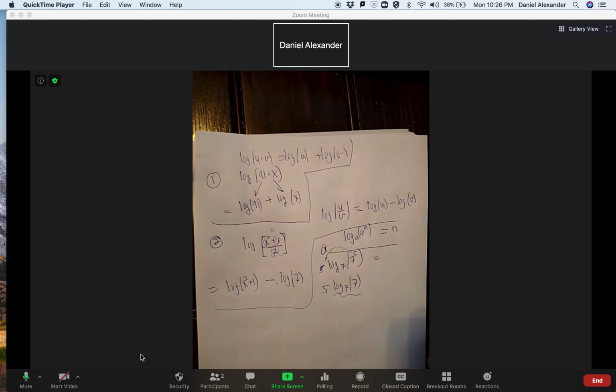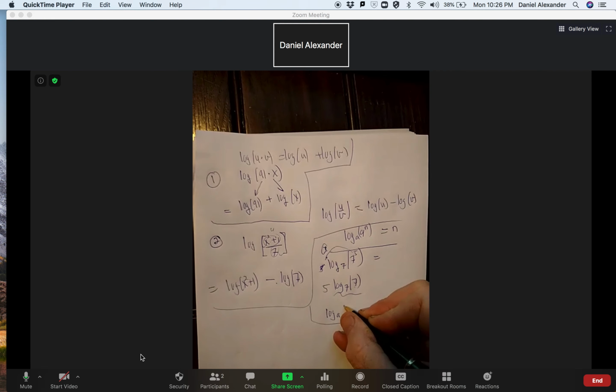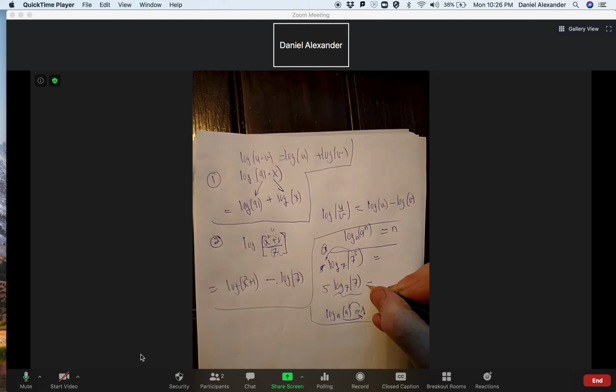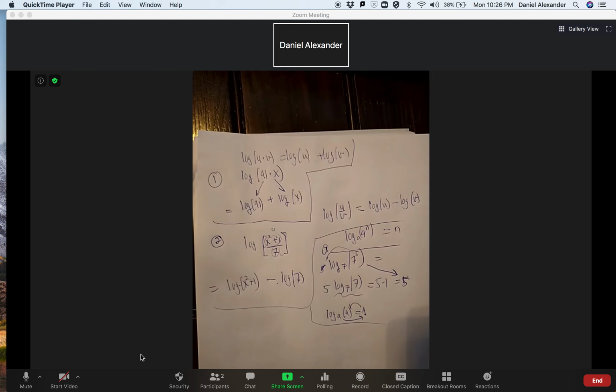And we know that this is equal to 1 because if you have log base a of a, you get 1 because a to the 1 is equal to a. So this is just going to be 5 times 1, which is 5. And again, you don't need to go through all that. I just wanted to go through it. You can go directly to this using this rule.